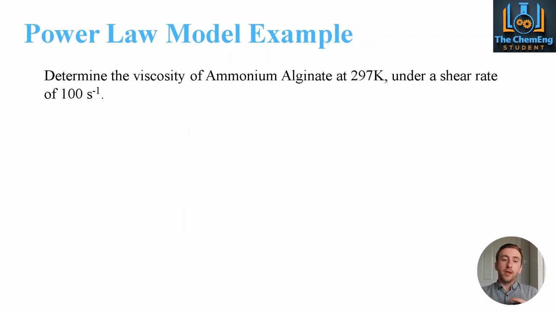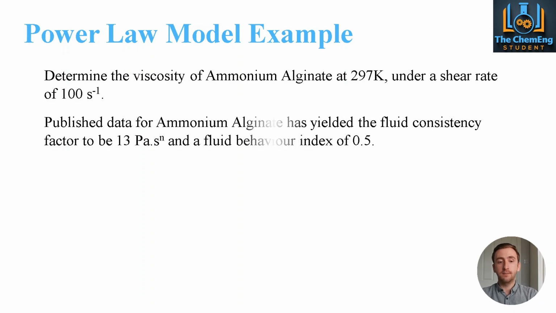Now let's take a look at an example here, and we want to determine the viscosity of ammonium alginate at 297 degrees Kelvin under a shear rate of 100 s to the minus 1. So we're just going to use the power law model that we've seen previously, and what we will need to begin with is the published data on ammonium alginate for the fluid at this given operating condition. There are a lot of different reference texts out there. We have some in our online resource library that you can get free of charge. So again, I'll put a link in the description.